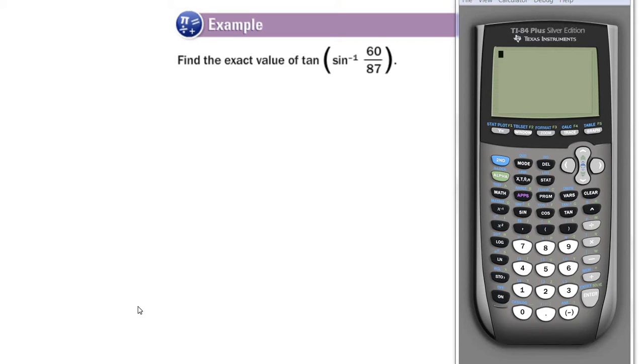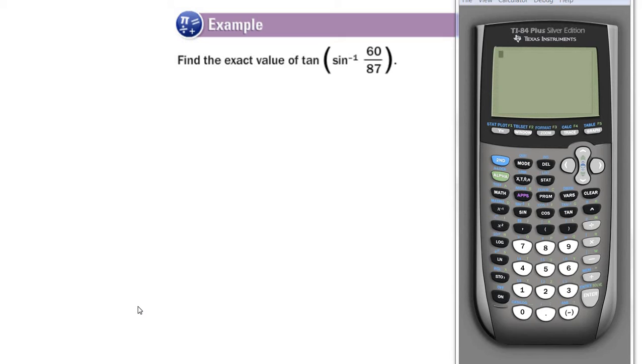All right, here's another composition problem. We're dealing with these inverse trig functions today. Find the exact value of the tangent of the arc sine of 60 over 87. Well, 60 over 87 is not on our unit circle, right?